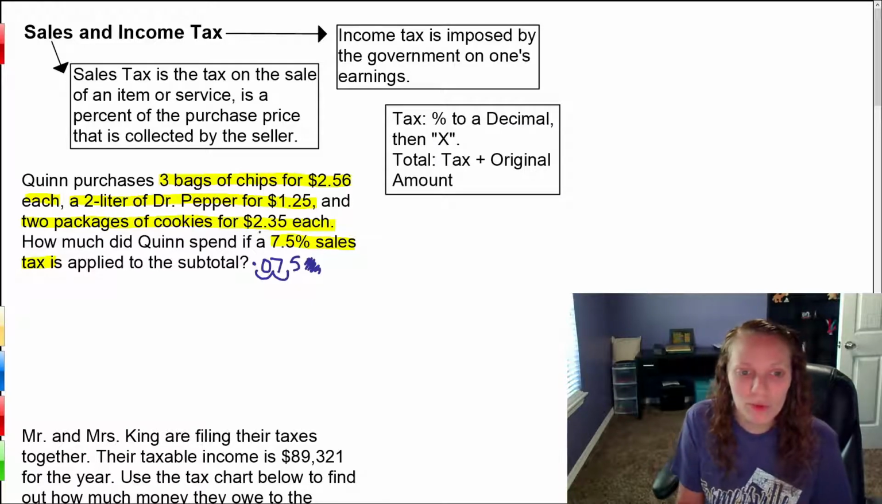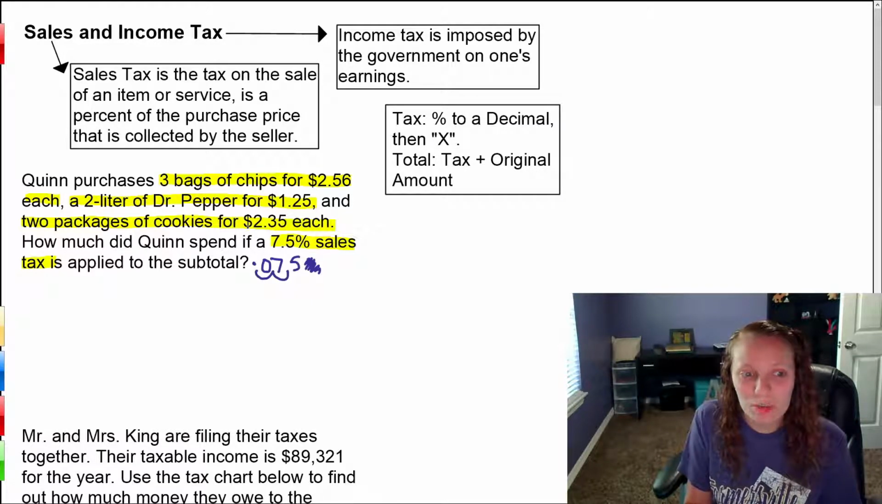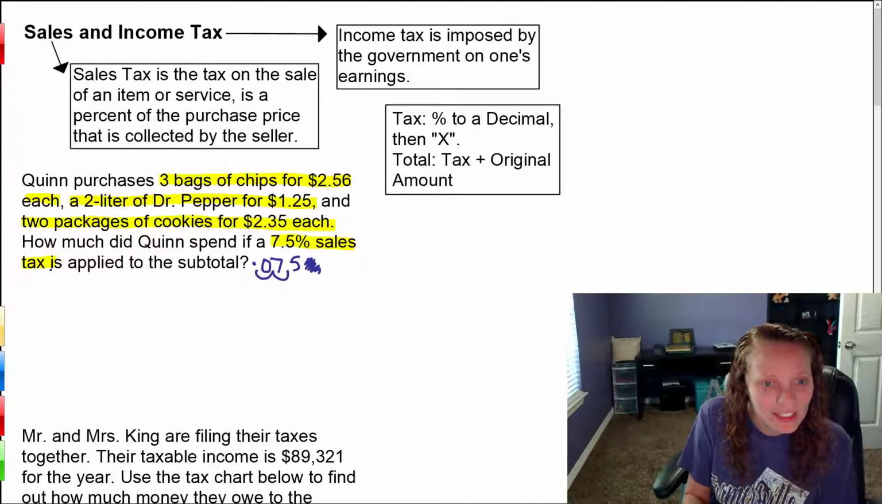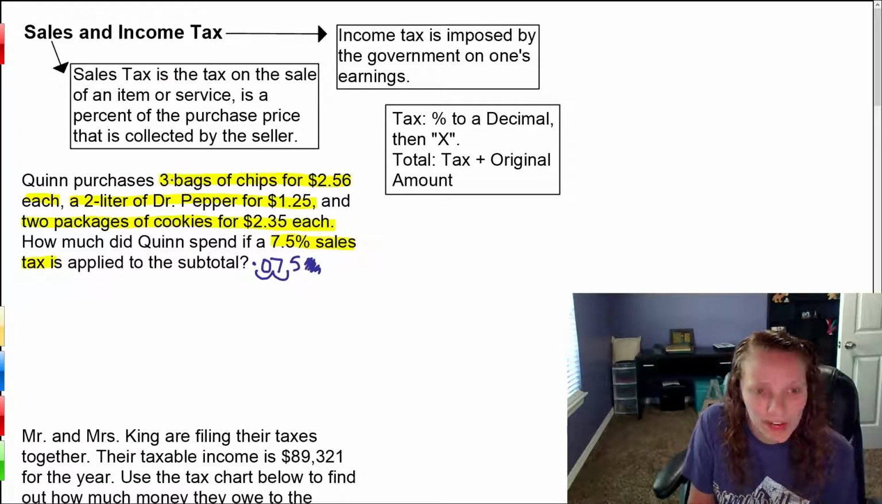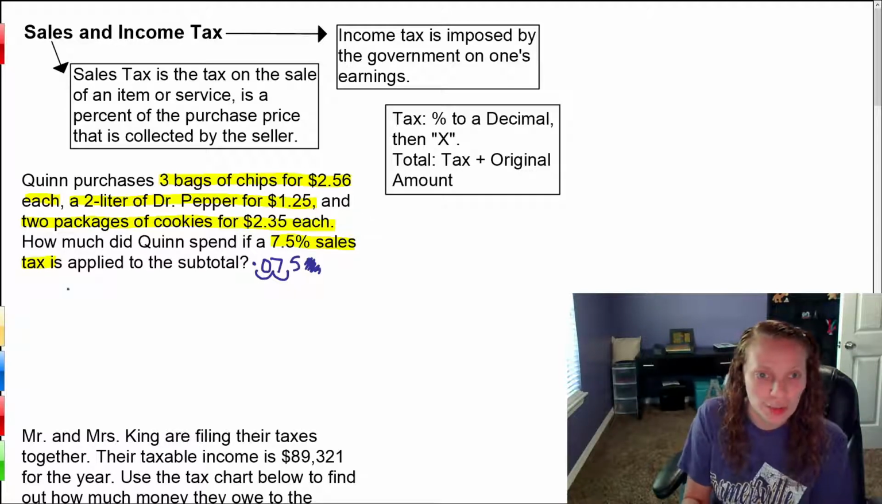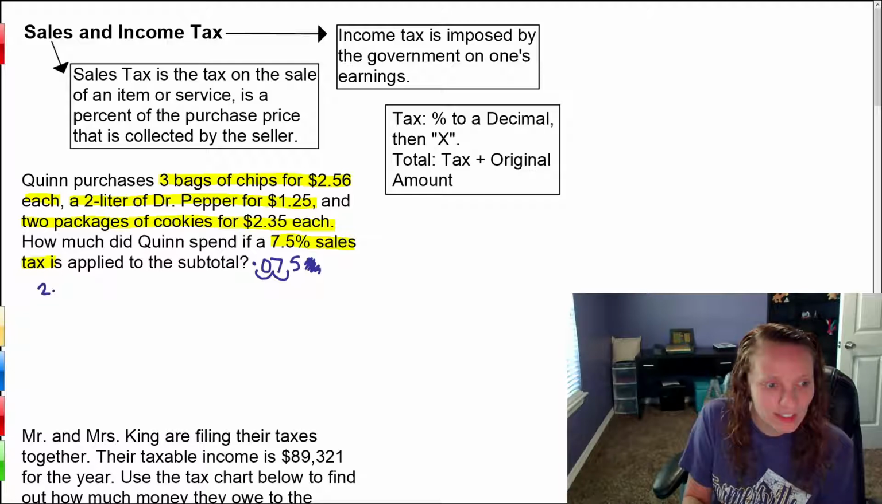Now first, before we multiply, we need to know what our subtotal is. The subtotal is the cost of everything that we're buying before tax is applied. So let's look at the bag of chips. There's 3 bags of chips for $2.56 each. Each bag is $2.56. So we need to take $2.56 and multiply that by 3 bags.